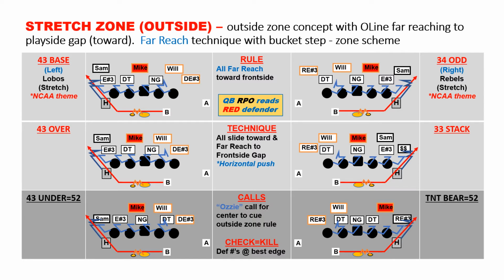Against the 34 odd in the upper right, we're going to get the same thing. The H is going to combo far-reaching what would be a defensive end to the Sam backer, though, ultimately responsible there. And we're going to again get far-reaching technique to the right now.